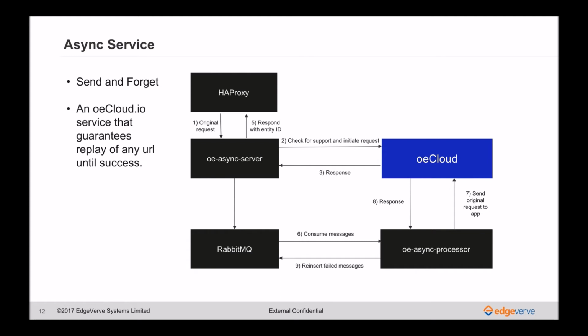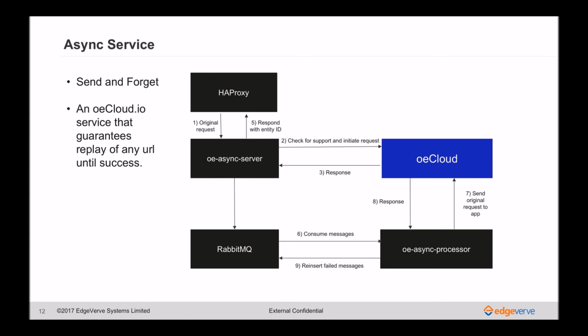With that, the client can go on and at some point later check with that ID against the original service that it sent to see what the status is of that request. In the interim, the async service of oecloud will guarantee that this URL is replayed over and over again until it is successful. So it's actually a combination of a retry mechanism and a send and forget service. We have here a diagram of what this is really based on.